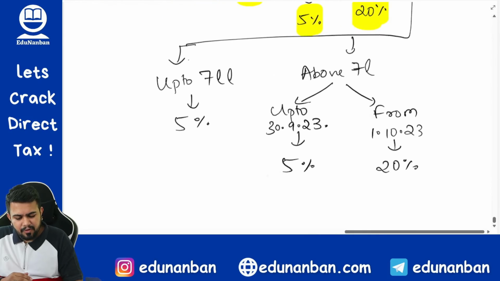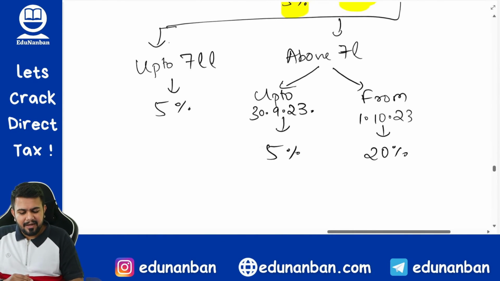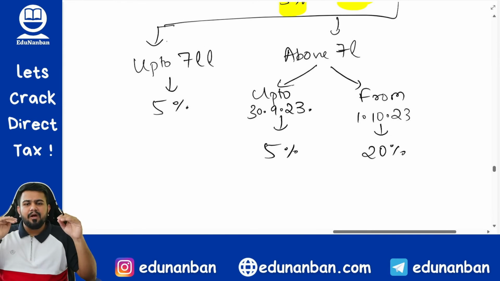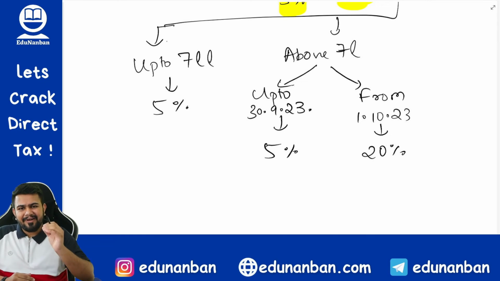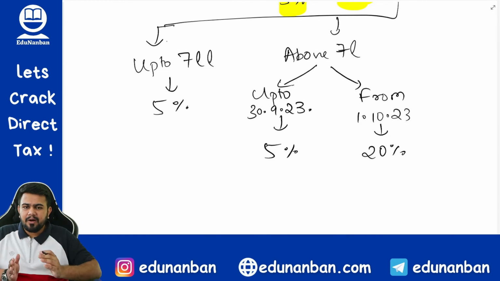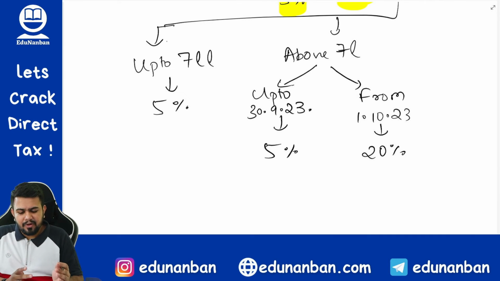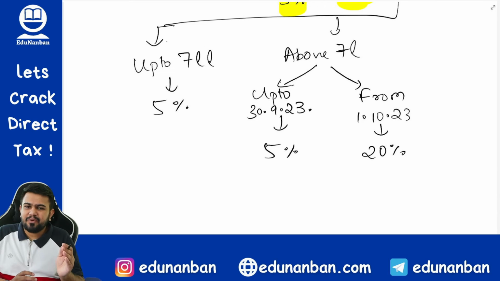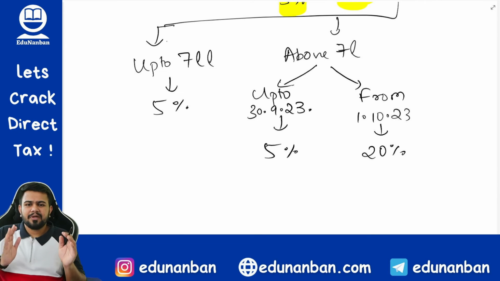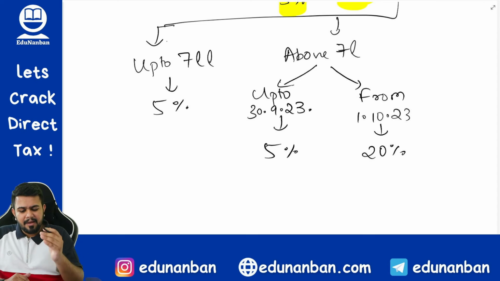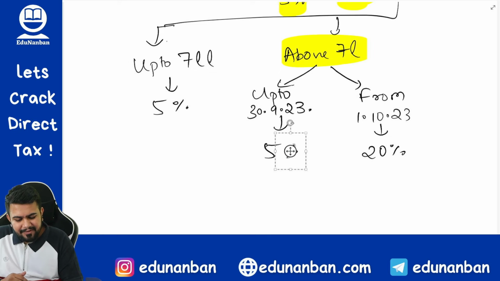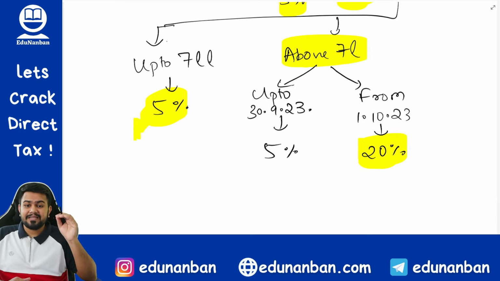Now let's come to the overseas tour program package. In the overseas tour program package, earlier what did we study? Earlier we studied that there is no limit at all. Whatever amount is received from the tour provider, 5% TCS will be collected. But now the provisions have changed. Up to 30 September 2023, whatever the amount, 5% TCS will be collected. But from 1/10/2023 onwards, the new provision is that up to 7 lakh rupees, 5%, and above 7 lakh rupees, 20% TCS will be collected.